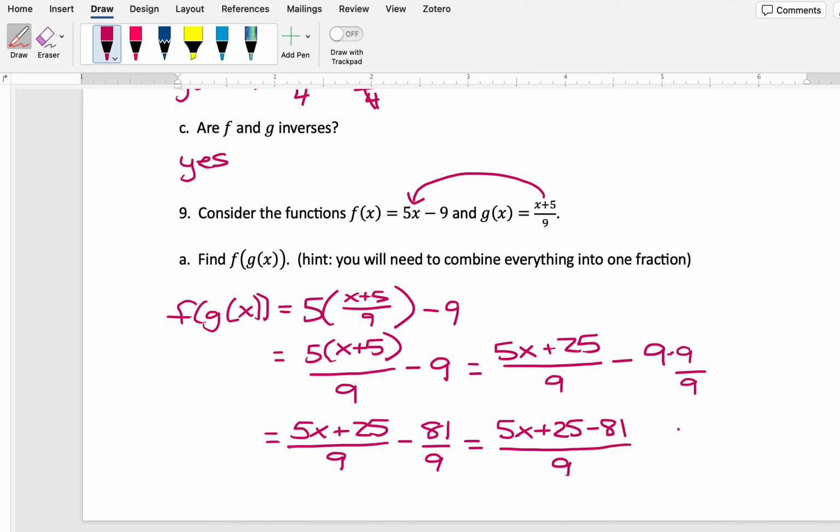over 9. As you can see, this one, things aren't canceling out nicely, and I'm not just going to end up with x. But in the Check Your Understanding, you're still going to need to figure out what it is. Even though I can already answer the question of are f and g inverses, the answer would be no. So 25 minus 81, that is going to be minus 56 over 9.